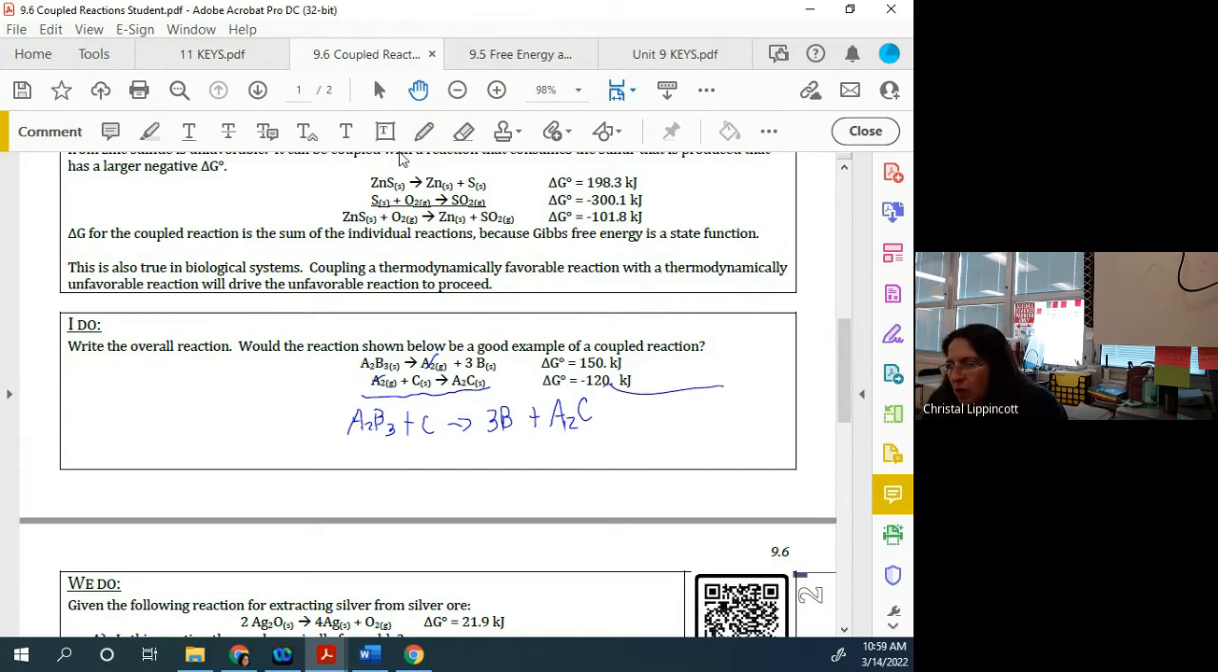What's my overall amount for this? Negative 30. Try again. Positive 30. I thought you said it has to be negative at the end. And what are they saying? Would the reaction below be a good example of a coupled reaction? No, it's not. It's not thermodynamically favorable, so it would not be a good reaction to have.